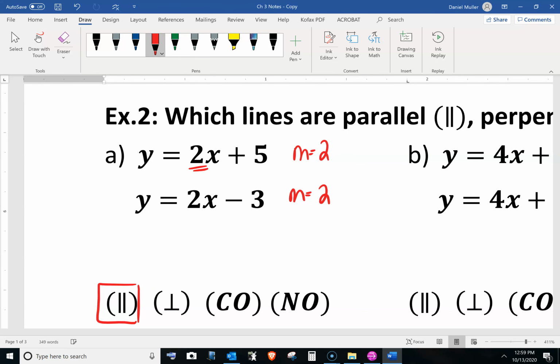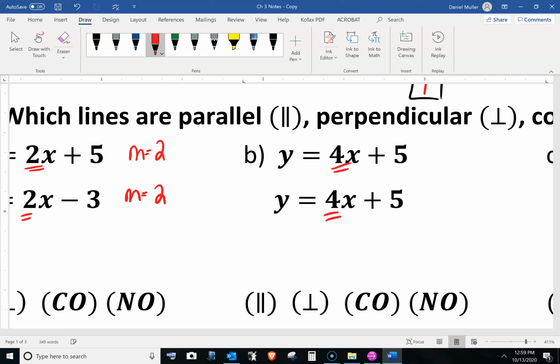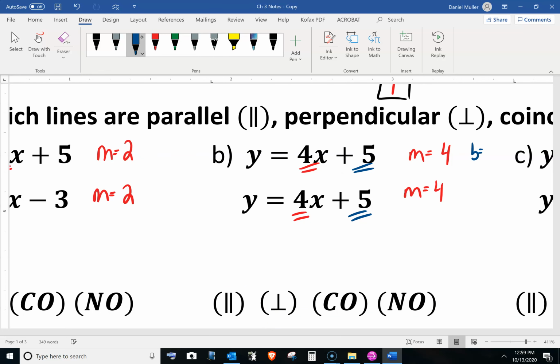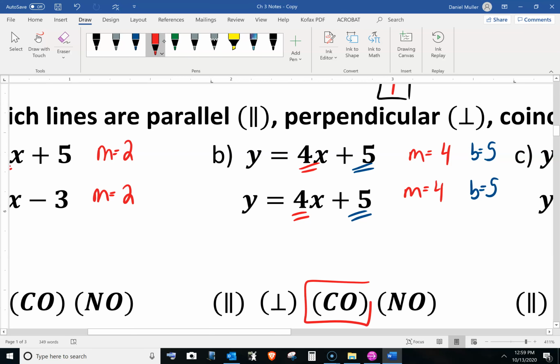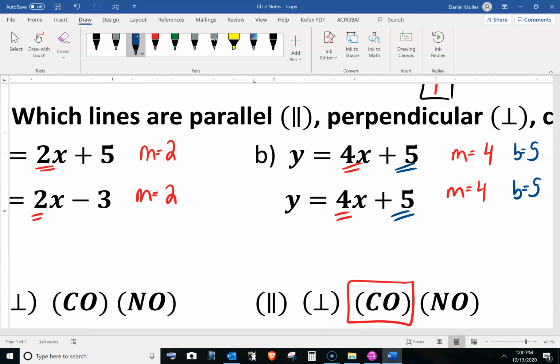So again, we're looking at the slopes. Here, the slopes are 4, and the slope is 4. So M is 4, and M is 4. So you think, oh, it's parallel. But that's when I noticed, well, hey, these are also identical. So my B is 5, and my B is 5. These are the exact same equations. So if that's the case, then it is identical. They're identical to each other. Where notice in here, my B's were different. These were not the same. 5 and negative 3. They're not the same.